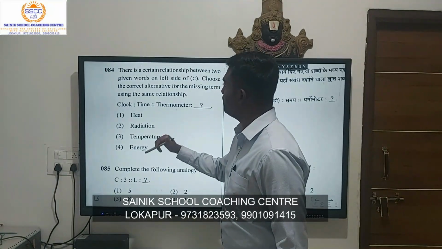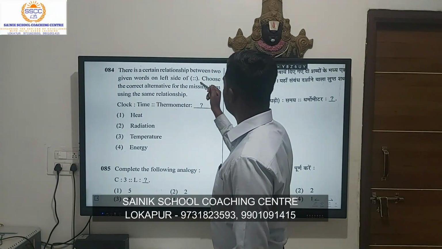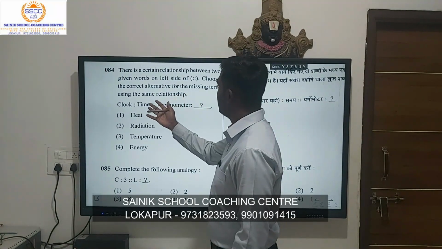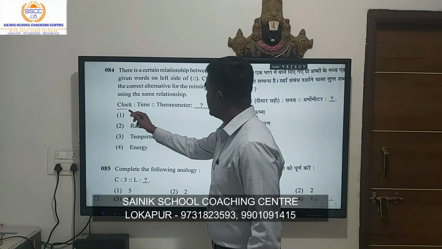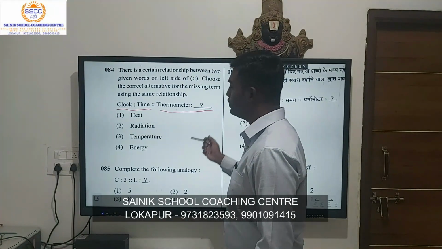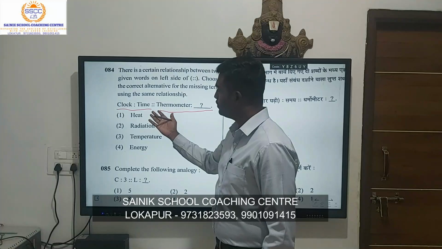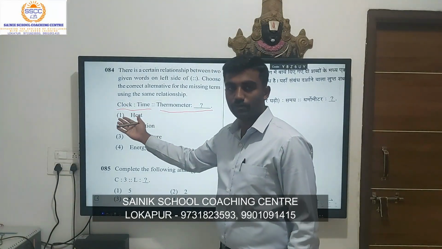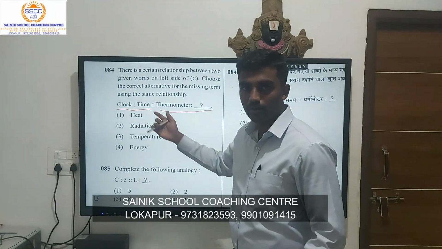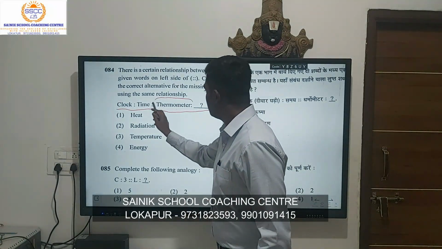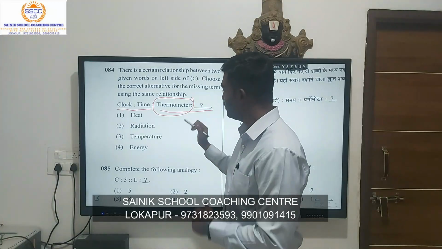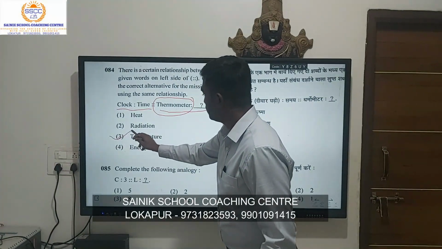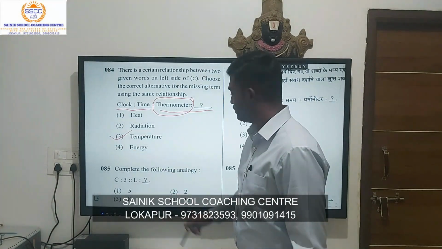We have a question from analogy. There is a certain relation between these two, and we have to establish the same relation between these two. So clock is to time and thermometer is to dash. What do we have to do with the clock? What is the use of a clock? A clock is used to see the time, to know the time. And what does a thermometer do? It shows the temperature. We get to know the temperature from the thermometer. So the given option is temperature.